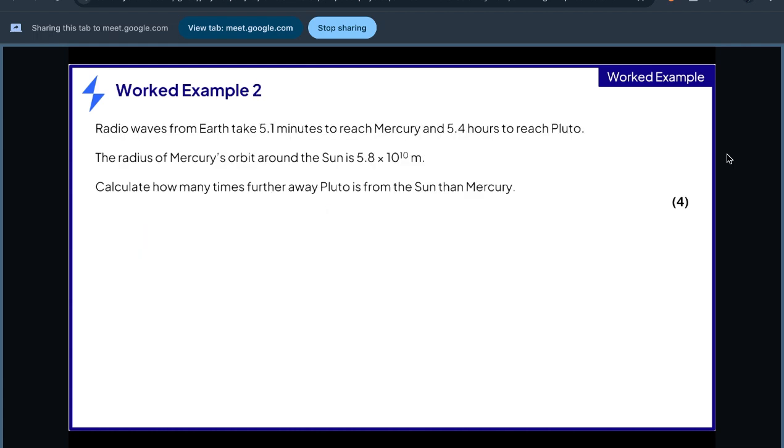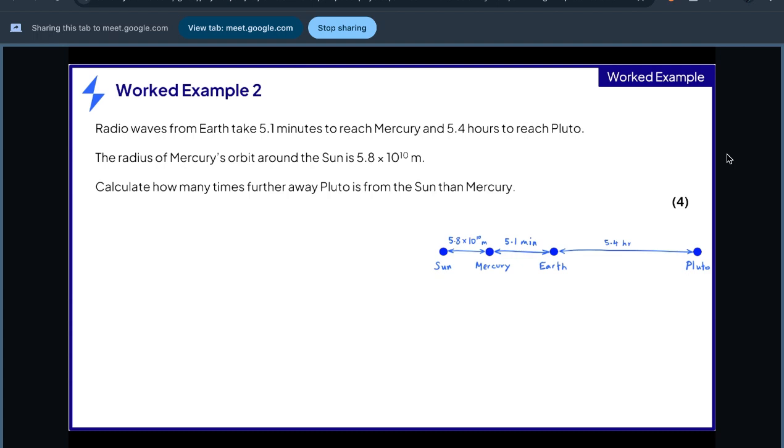Let's try a slightly harder example. Radio waves from Earth take 5.1 minutes to reach Mercury, and 5.4 hours to reach Pluto. The radius of Mercury's orbit around the Sun is 5.8 times 10 to the 10 meters. Calculate how many times further away Pluto is from the Sun than Mercury. First, let's sketch out the scenario. We have the Sun, Mercury, Earth, and Pluto. We know that Mercury is 5.8 times 10 to the 10 meters from the Sun, and that light takes 5.1 minutes to travel from Earth to Mercury, and 5.4 hours to travel from Earth to Pluto.